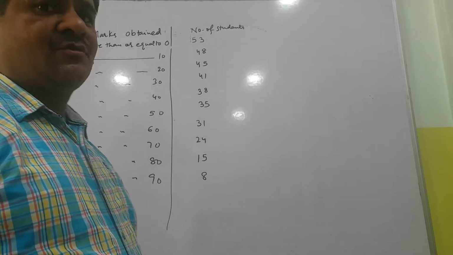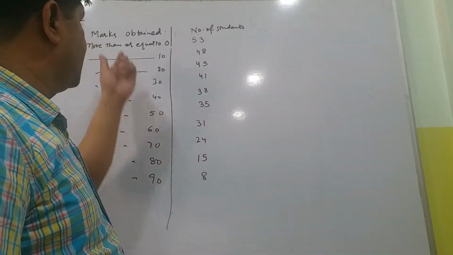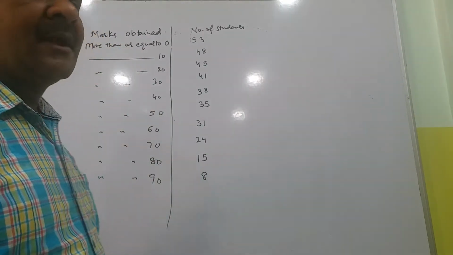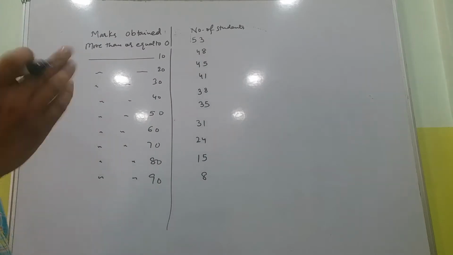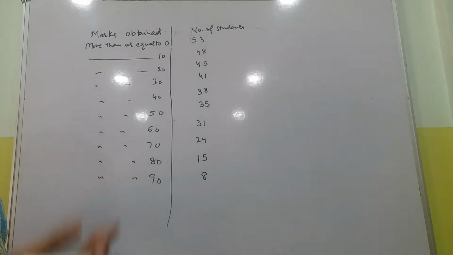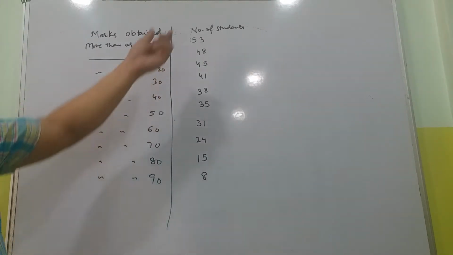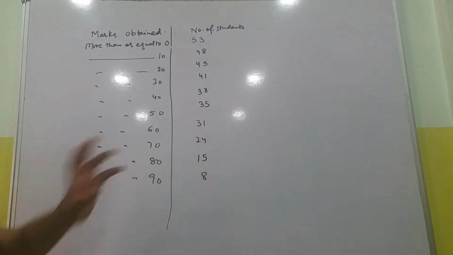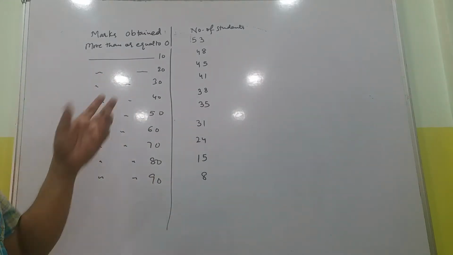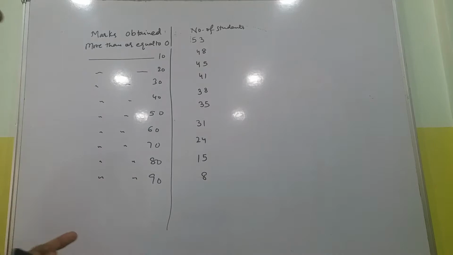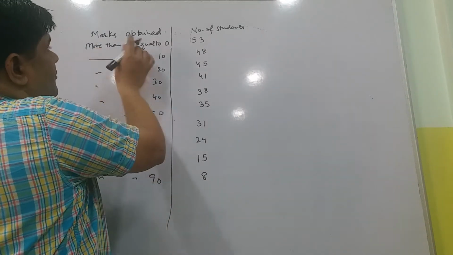Good morning, students. So we will continue with this type of data. You have done the less than type, where less than or below was given and the cumulative frequency was given. If you see in this data, again cumulative frequency is given. Here it is written more than or equal to.